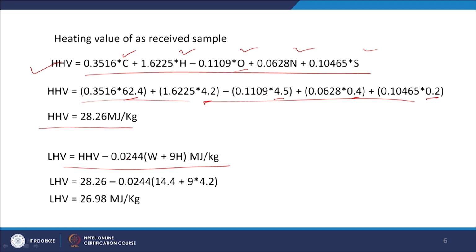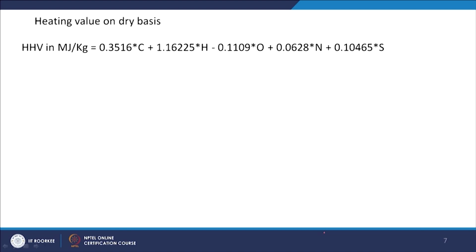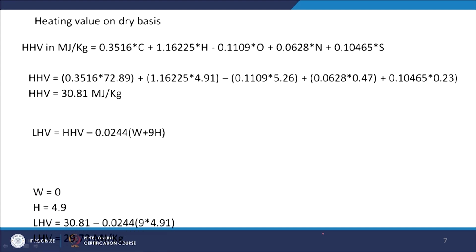So, HHV is 28.26 minus 0.0244 into W, where W is the moisture content, so 14.4, and 9 into H, with H equal to 4.2. So, we are getting 26.98 megajoule per kg, on which basis? As received basis. But if I use this formula on dry basis, this value will change, with the percentage of C, H, O, nitrogen and sulfur changed. So, accordingly our HHV value will also change.